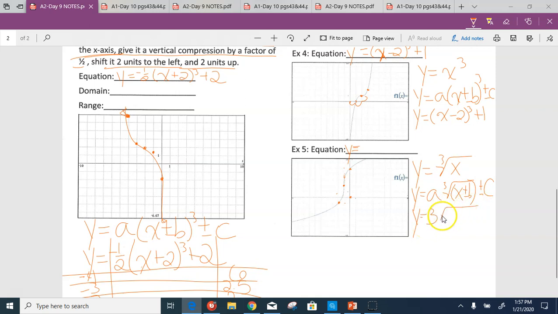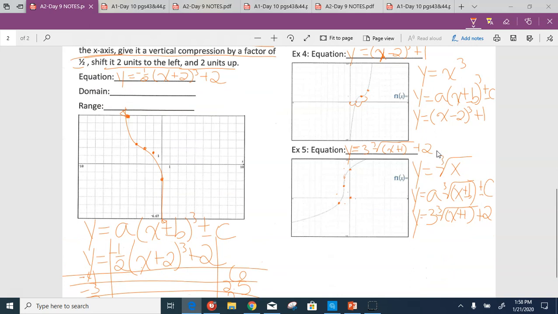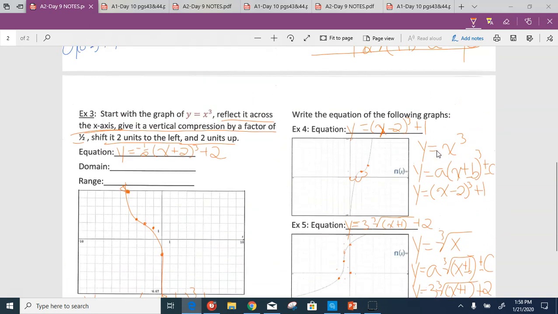Now I have the cube root of x. Since it started at the origin but moved to the left 1 square, it's going to be a +1. And then it also moved up 2 squares, that's going to be a +2. So here's my equation. Y equals 3 times the cube root of x plus 1, plus 2 on the outside. So here's the basic idea. You're going to just basically take your current equations and manipulate them to make the equations either described or shown.